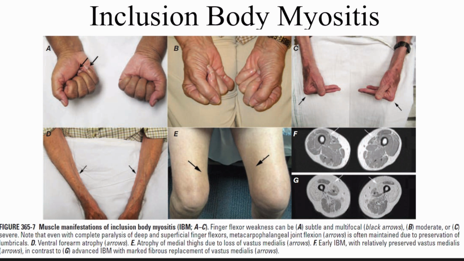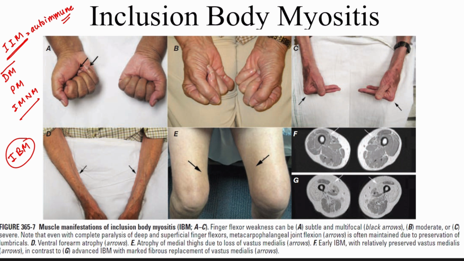Okay, in this video, we will be discussing inclusion body myositis. It is an idiopathic inflammatory myositis, meaning it is an inflammation of the muscles, which is mainly autoimmune in nature. Among others, like dermatomyositis, polymyositis, and immune-mediated necrotizing myositis, inclusion body myositis is also a myositis, or an inflammation of the muscle.